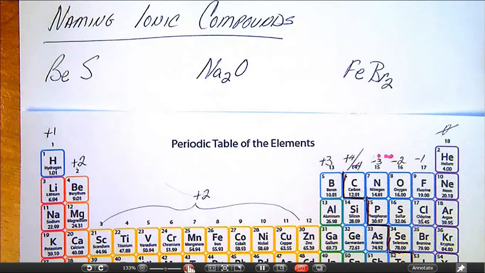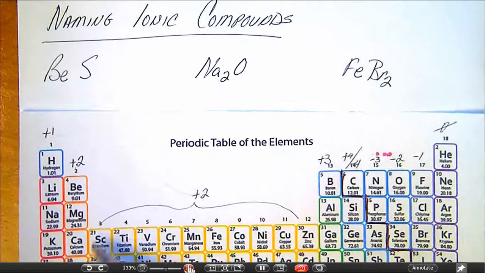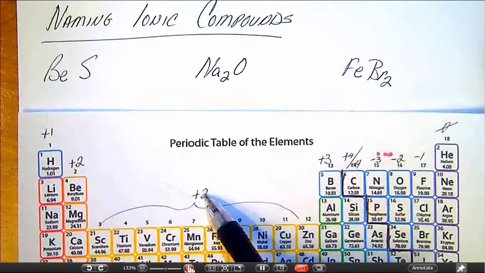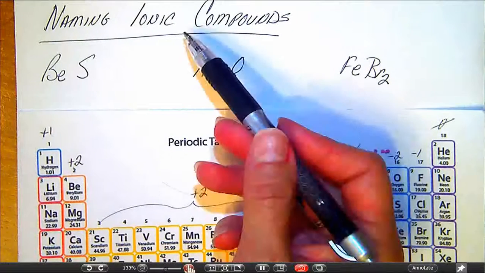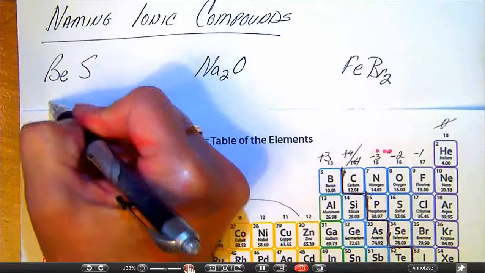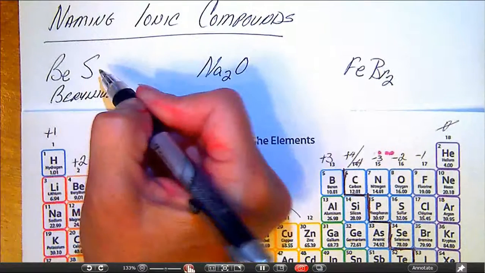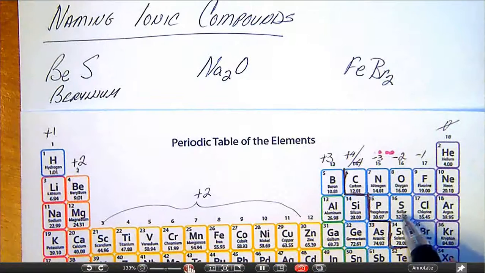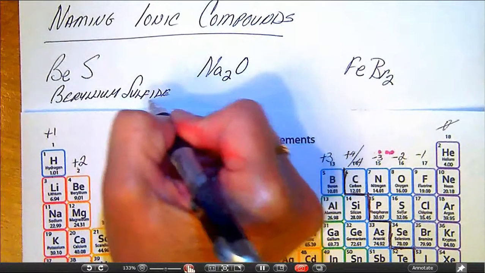So the first thing you need to do is to identify that you have an ionic compound. That means you have a metal and a nonmetal. Remember, metals are on the left side, and they are also the ones that have the positive oxidation numbers. Metals always go first in ionic compounds. So Be here, beryllium, and S, nonmetal. Nonmetals always come second. Sulfur, and because it's in a compound, IDE.